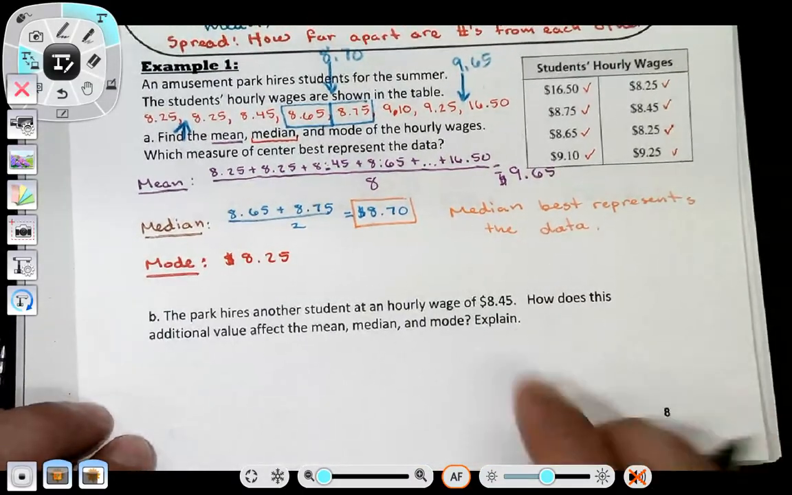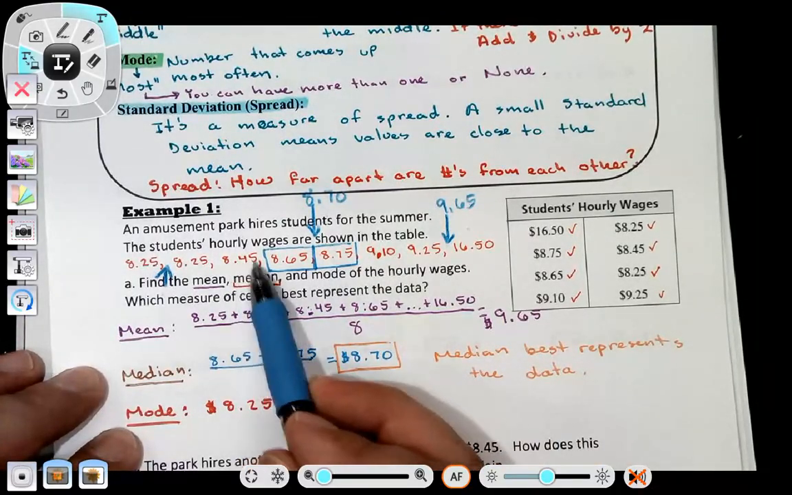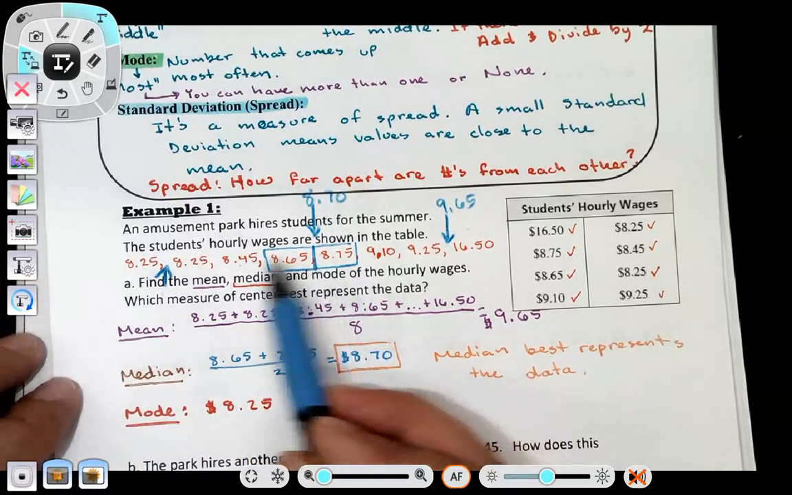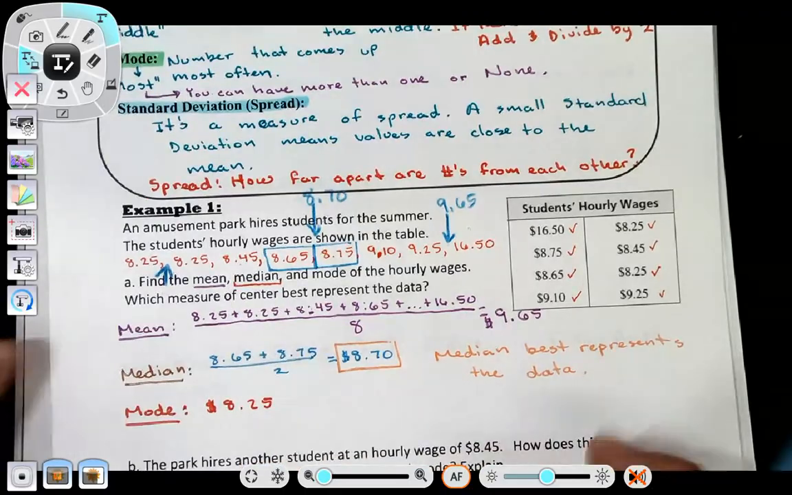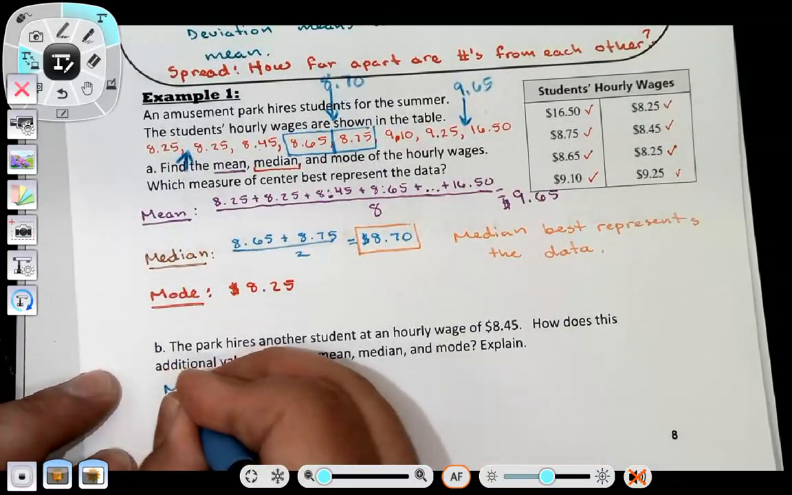Well, remember, they just hired a kid who now is going to get paid $8.45. Well, look at where $8.45 would be. It's on the lower end, right? Compared to where we said the middle was, they're adding one on this side of it. So, first of all, they said, well, how does it affect the mean?